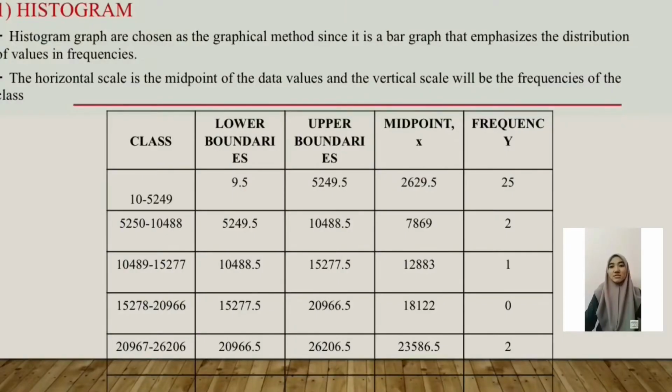I want to present about the graphical method. First, the histogram table and graph. The histogram graph is chosen as the graphical method since it is a bar graph that emphasizes the distribution of values in frequencies. Next, the horizontal scale is the midpoint of the data values and the vertical scale will be the frequencies of the class. Below shows the table and represents the frequency histogram graph.